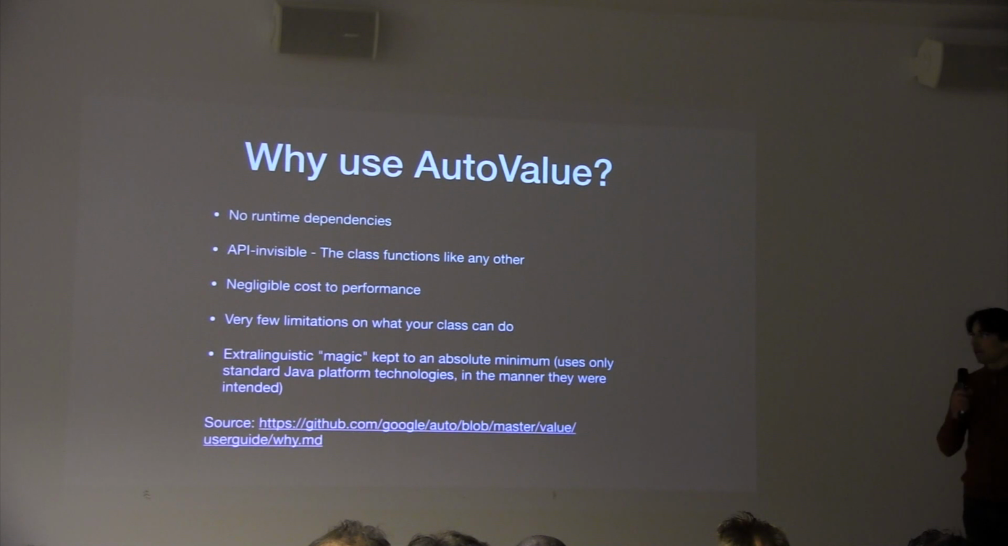But basically, AutoValue has no runtime dependencies, so it's all done at compile time. What you're coding as an API, what you're exposing to the consumers of this class, is independent of what is happening behind the scenes. So the consumers of your user class don't have to know that this is an AutoValue class. They can just use it as any other normal class. There are very few limitations about what you can do.